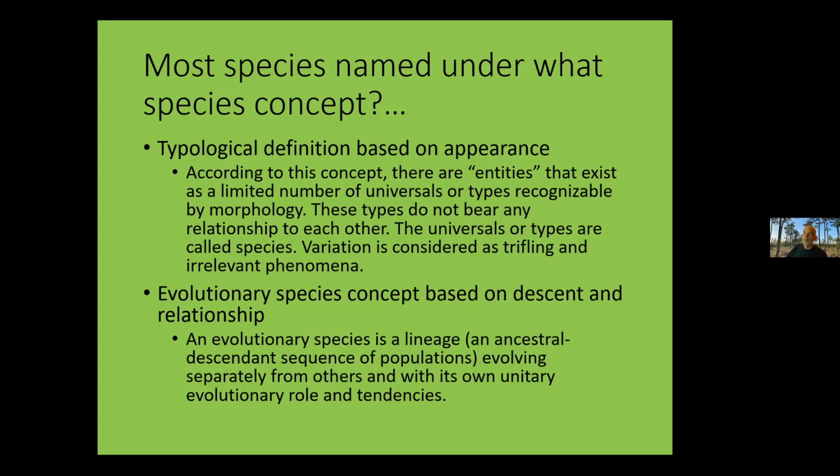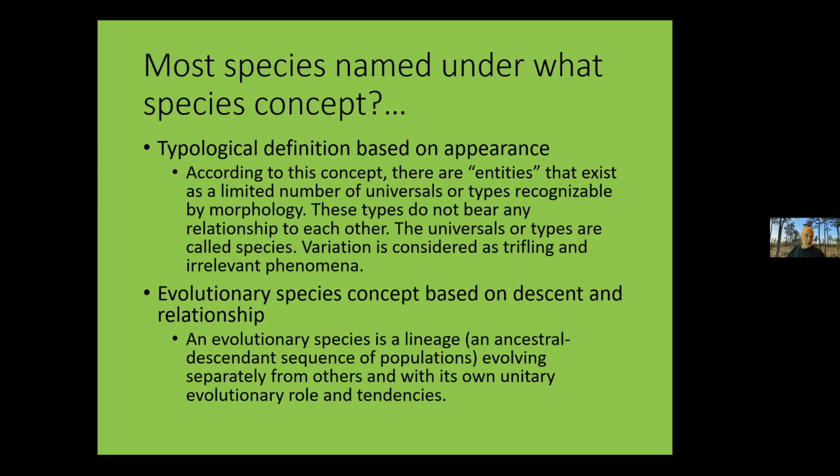And so a typological definition: there are entities that exist as a limited number of universals or types recognizable by morphology. These types do not bear any relationship to each other. The universals or types are called species. Variation is considered as trifling and irrelevant phenomena.